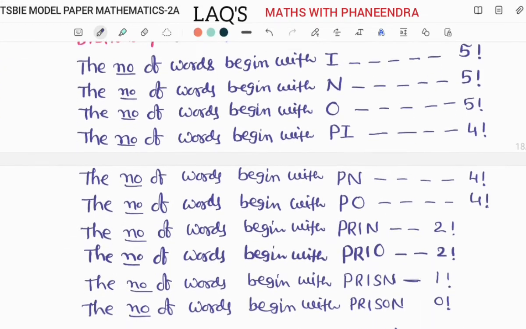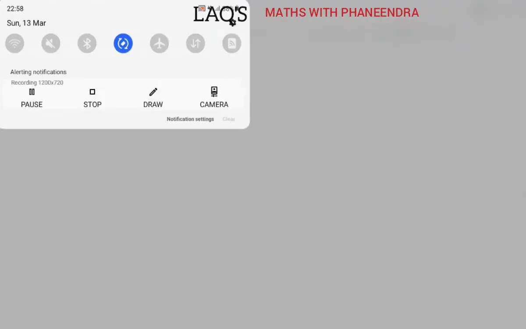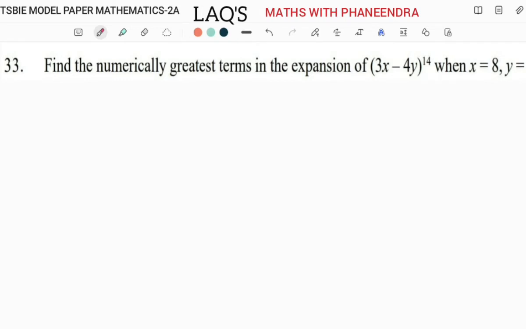We'll move to the next question, number 33. Find the numerically greatest term in the expansion of (3x minus 4y) whole power 14 when x is equal to 8 and y is equal to 3.